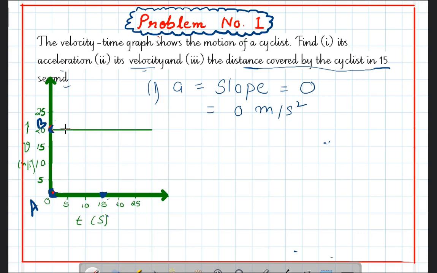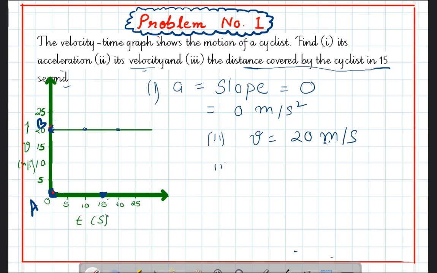And we can see this easily in this graph. Since velocity is not changing with time, it means my acceleration is 0. Now next I have to find the velocity. So let's find the velocity of the body in this graph. You can see here the velocity is 20 meter per second. So that means my velocity is 20 meter per second.